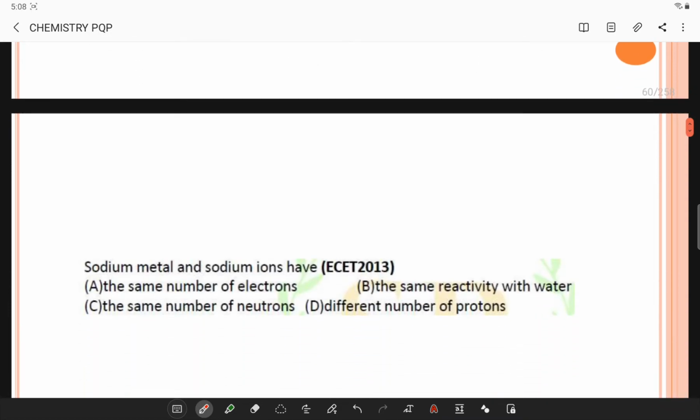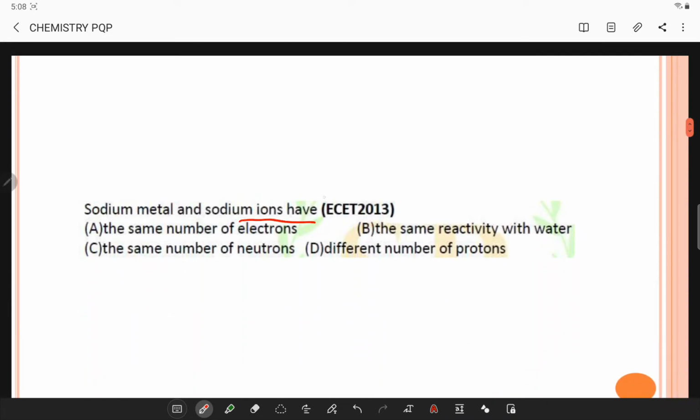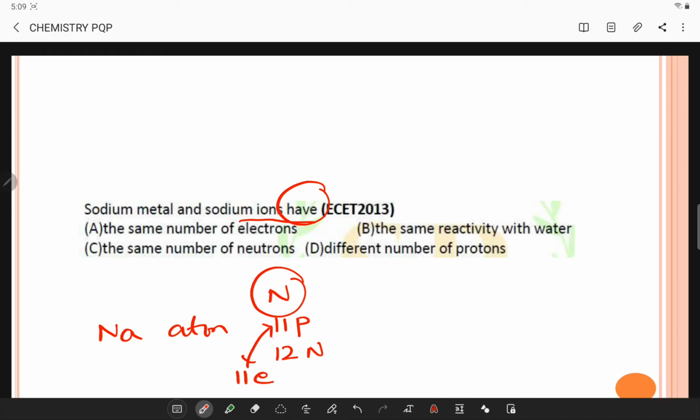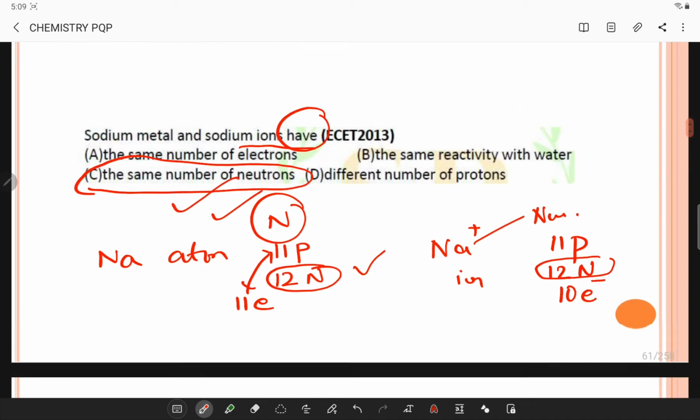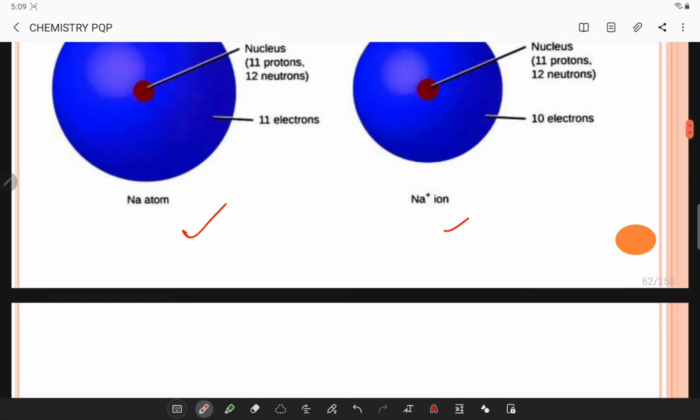So next, sodium metal and sodium ions have, so sodium in atomic form in its nucleus will be having 11 protons and 12 neutrons and 11 electrons, whereas sodium Na plus ion will be having, its nucleus will be having 11 protons, 12 neutrons and 10 electrons. So in either of them, you will be having the same number of neutrons. So you can see it from the same here also.